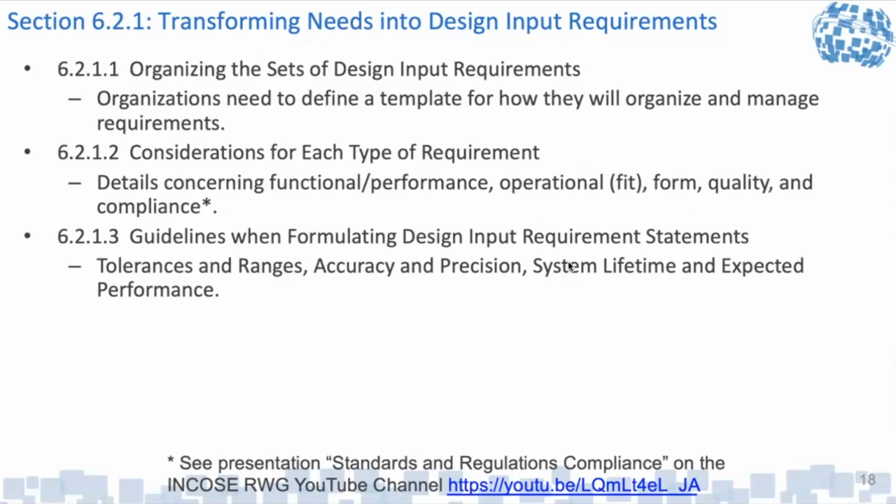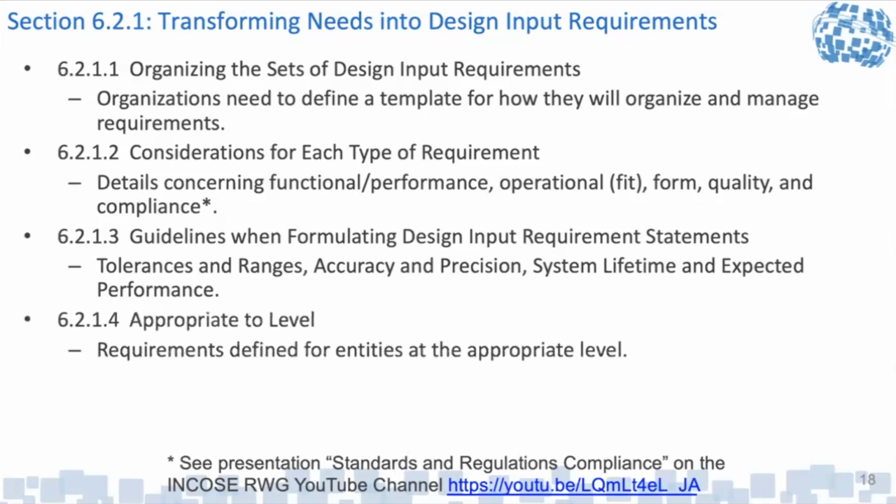And then something that a lot of people fail to think about is system lifetime and expected performance. So when you define a particular performance value, are you talking about beginning of life or end of life? And I know the software people don't really have to consider this a lot, but when you're dealing with hardware, software, combined systems, hardware wears out. And there's a degradation in performance in hardware systems. And so we have to be thinking ahead about that. This section goes into more detail on that. And a big thing, it's important that we talk about appropriate to level. That's one of the key characteristics that are defined in the guide to writing requirements. But we want to make sure that requirements are defined for entities at the appropriate level.